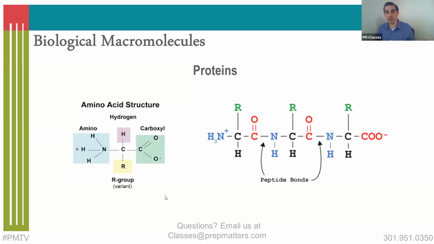How many amino acids are there? 20. Do you need to know all of them? Nope. So you don't need to worry about the various R groups for each one, or the different codes for, there's called single letter and triple letter codes and all that.